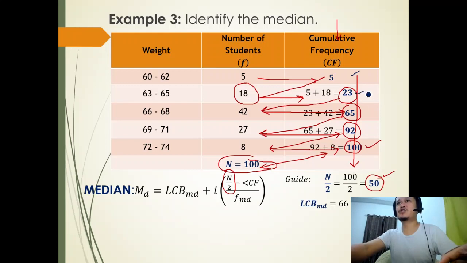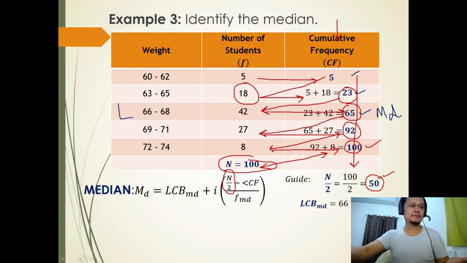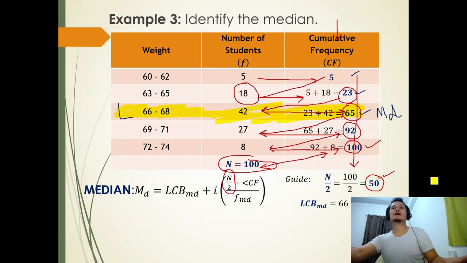This is 5 here, this is 23 here, this is 65 here. There are 65 observations up to here, so number 50 should be somewhere here. I will take note of this one as my median class, my MD class. From this median class, I will highlight it because this class is now very important. The yellow highlighted one is my median class.